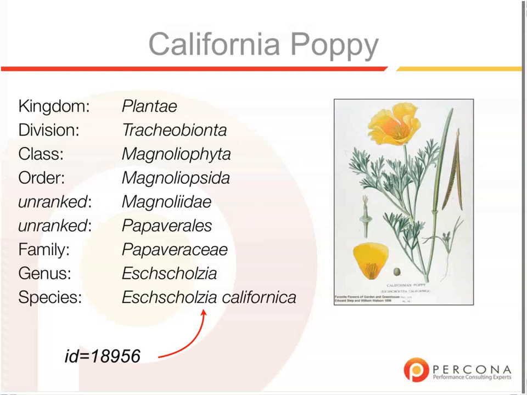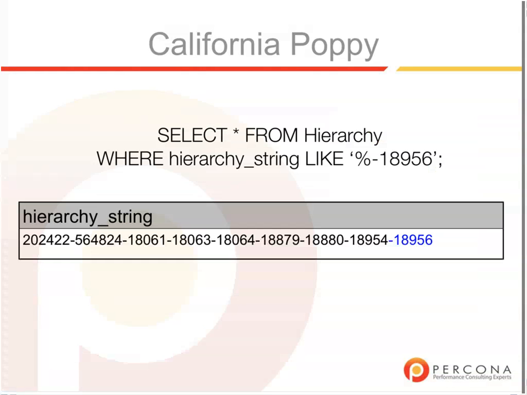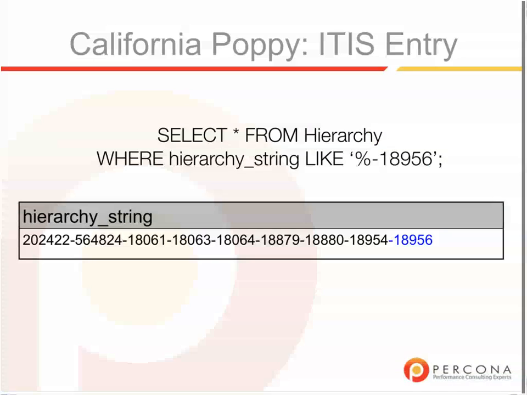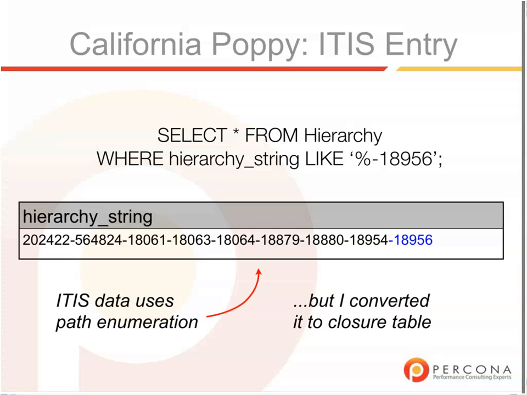This is my state flower, and its species is Eschscholzia californica. So it is in a hierarchy that goes several levels back up to the top of the taxonomic system. As the data I got from ITIS shows, they use a path enumeration. They have a varchar that is the chain of ID values all the way up to the top of the tree. So I converted that to my closure table design.